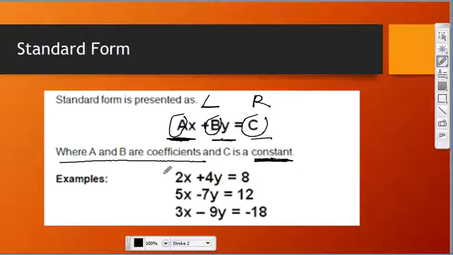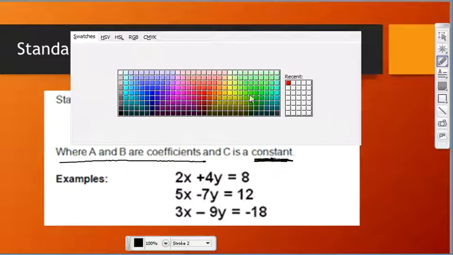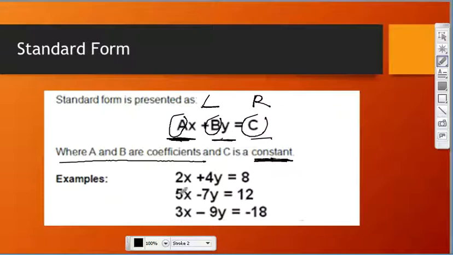And remember, way back in the beginning of the year, we talked about coefficients. The coefficients are just the number part of the term, and whatever sign is in front of the term, that is the sign of the coefficient. So let's go ahead and look at these examples here and identify the coefficients.